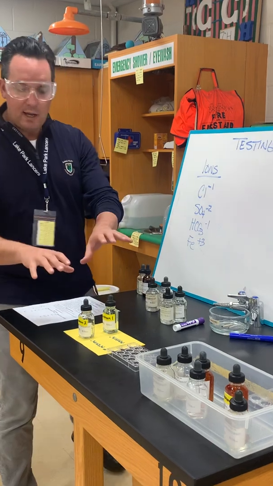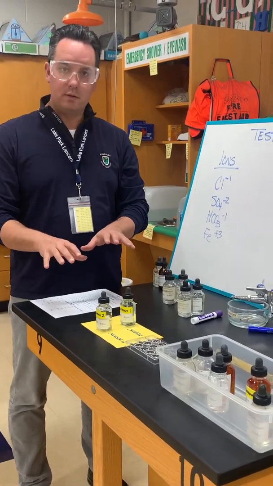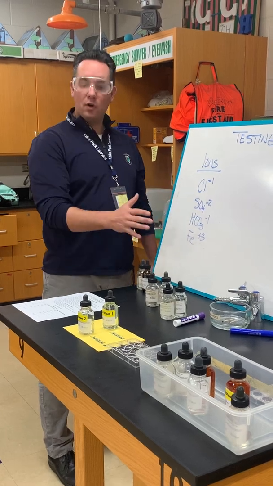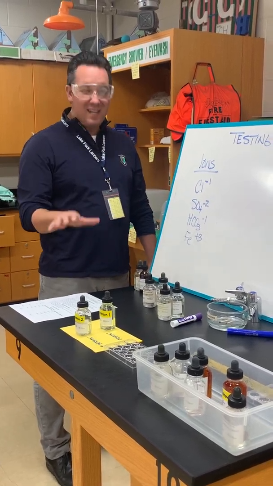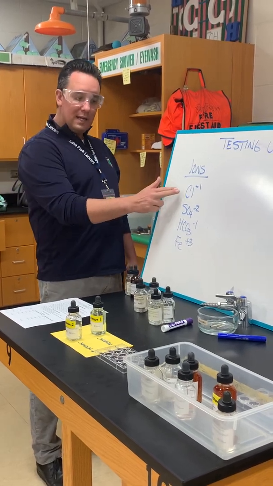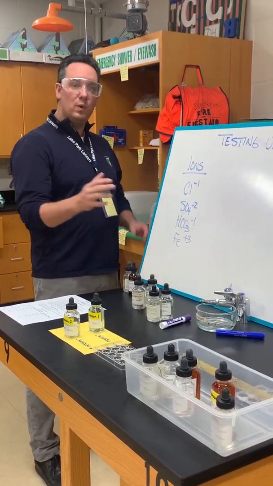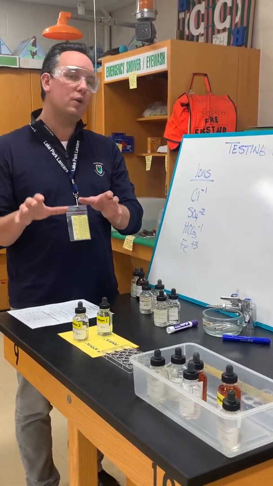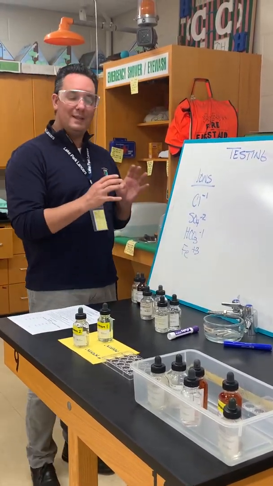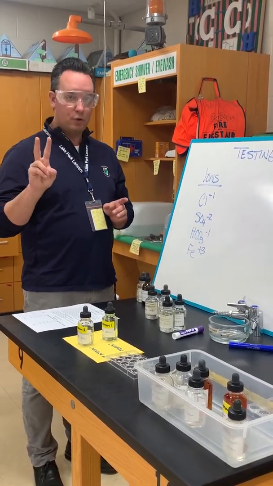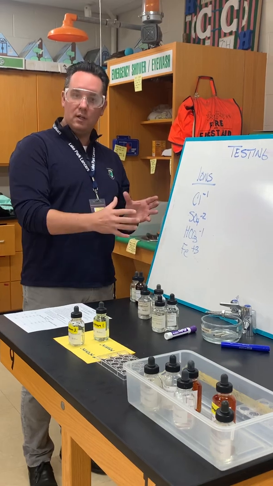Now we're going to take 2 unknown solutions that we don't know which of these ions are in those solutions, if any of the ions are in those solutions. So we're going to run each of these 4 tests that we just did on the 2 unknown solutions, and your job is going to be to identify unknown number 1 and unknown number 2 based on the results that you see of these tests.